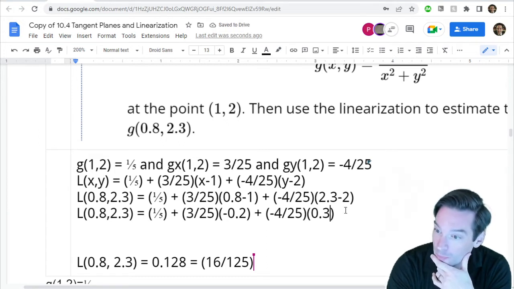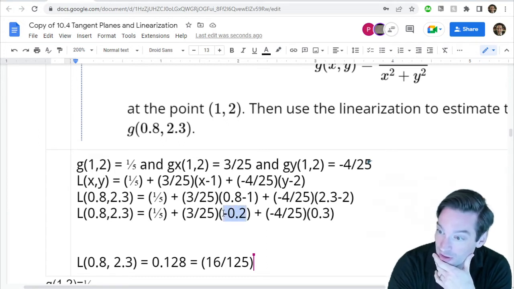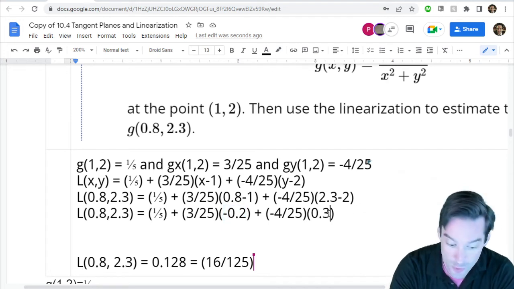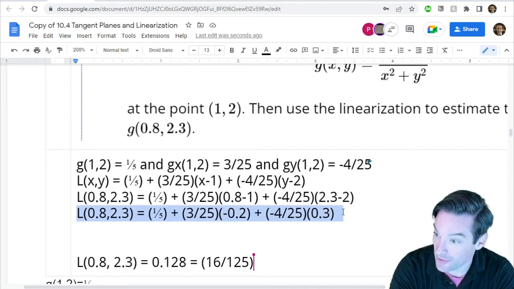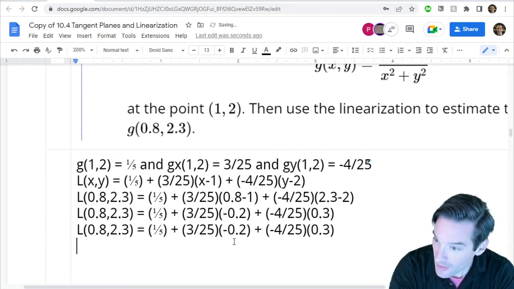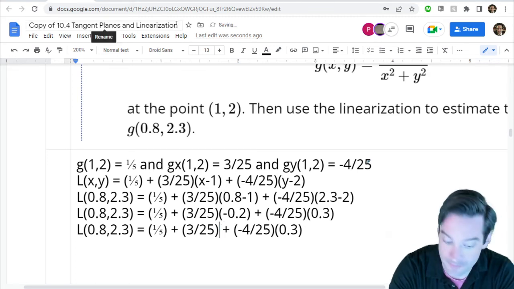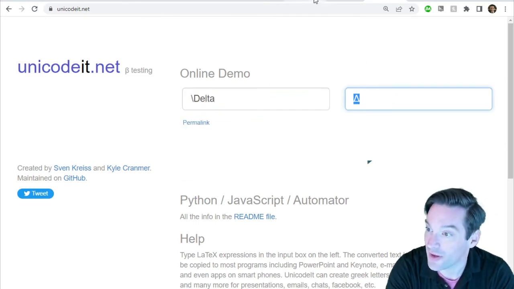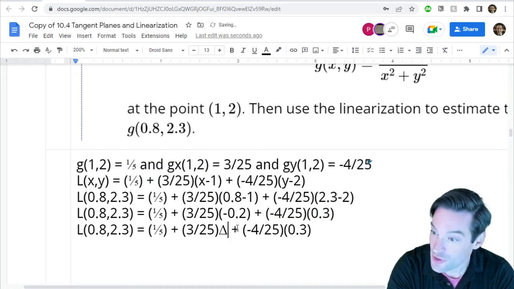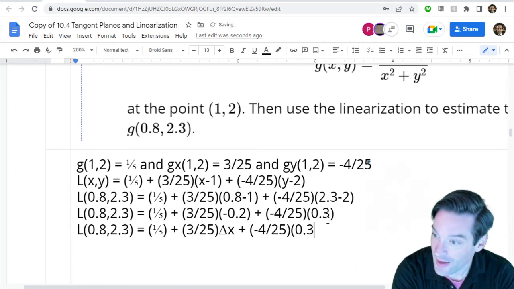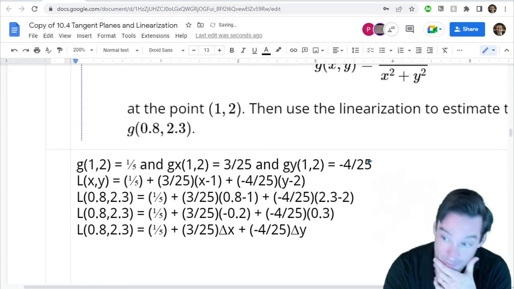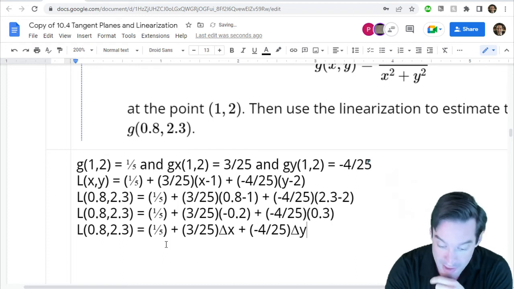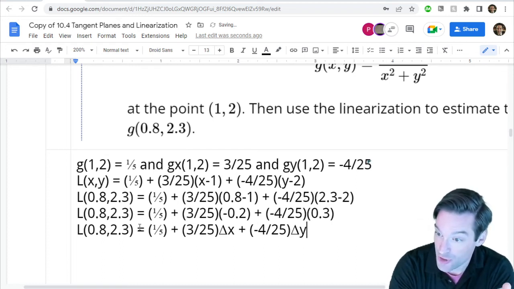So one way to think about what these numbers are telling us is that that's our actual amount of change in x and our actual amount of change in y. So I'm going to replace those here. Rather than using the equation editor, I'm just going to get lazy and copy a delta out of Unicode and drop it in there. So this is the change in our x variable, and this 0.3 is the change in our y variable.